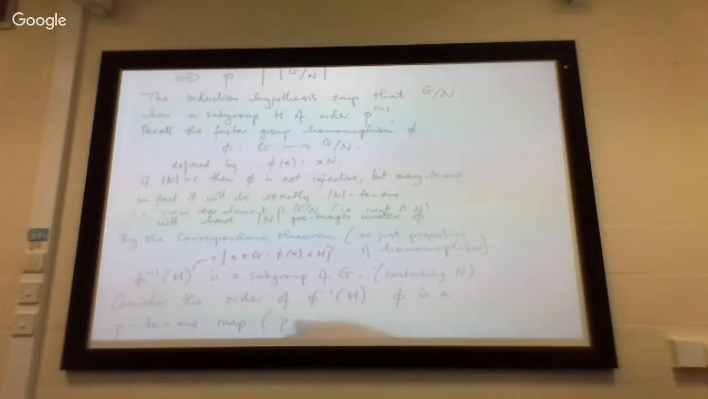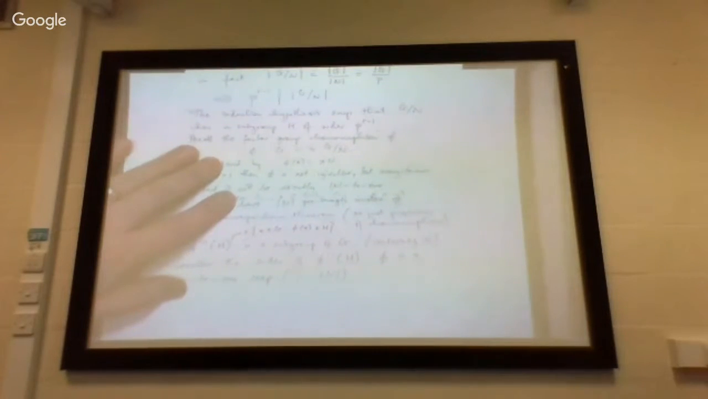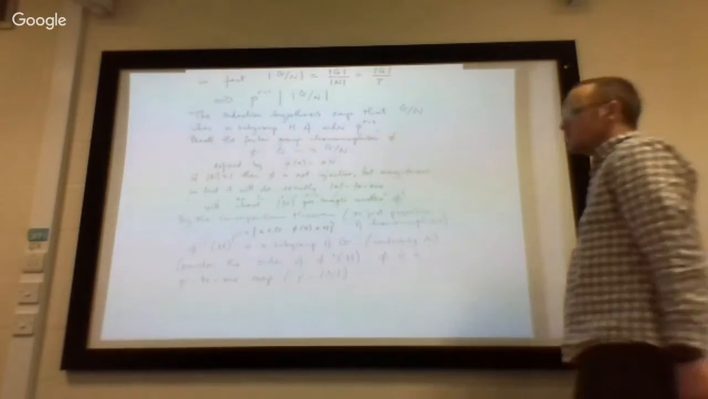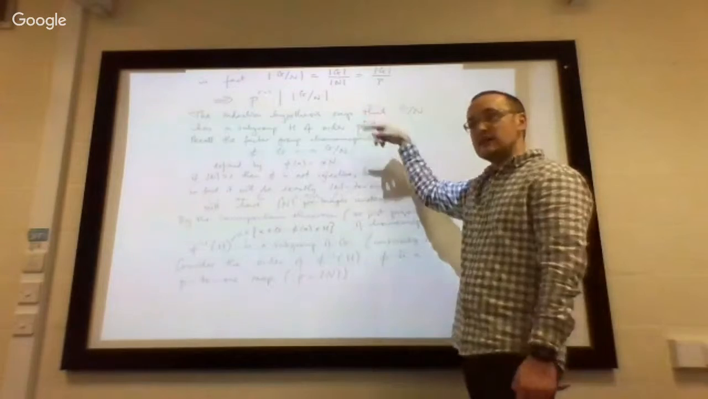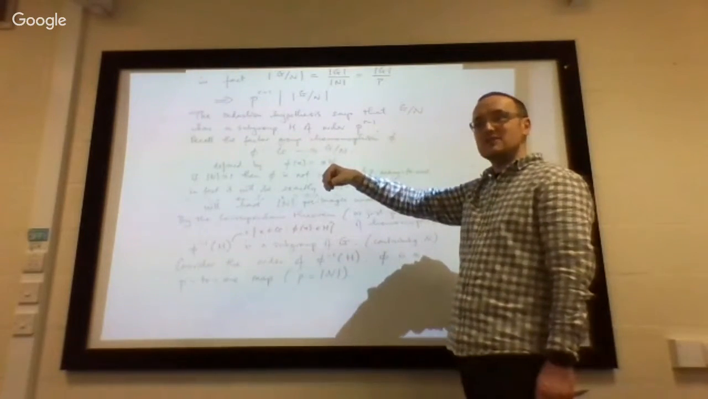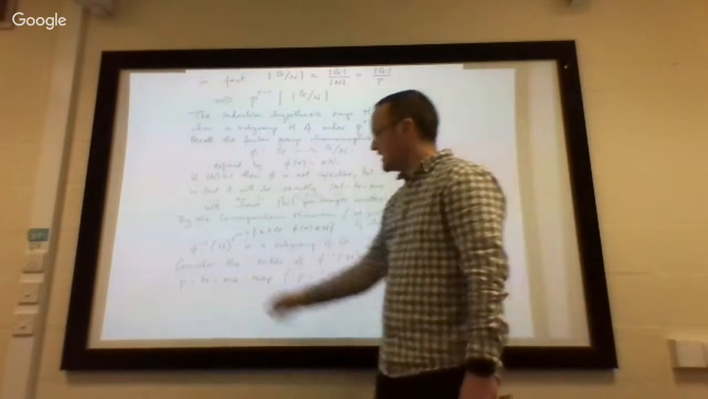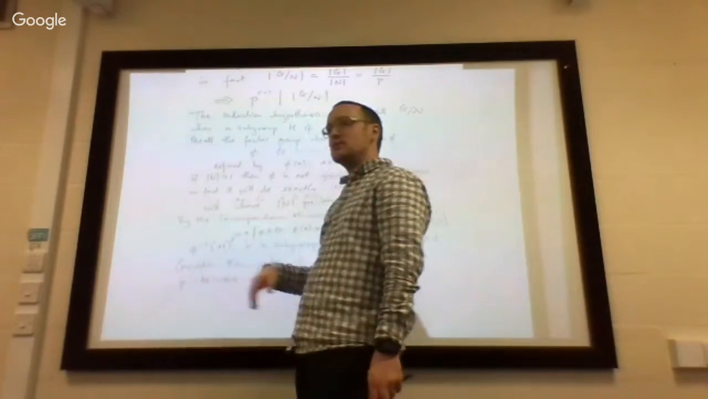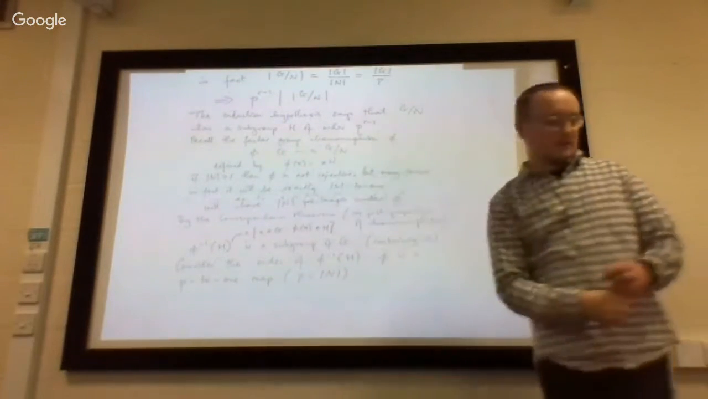Okay, p was the size of N. N was the cyclic subgroup generated by an element of order p. So if the size of H is p to the r minus 1, every element in that has p different pre-images of it under the map phi. So you're multiplying by p in effect. So the inverse image of H will have size p times the size of H.